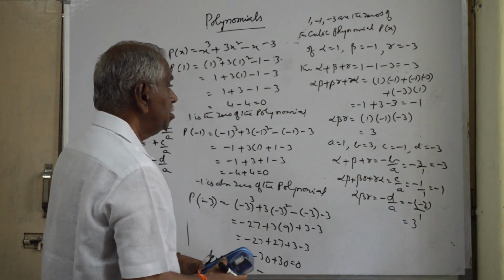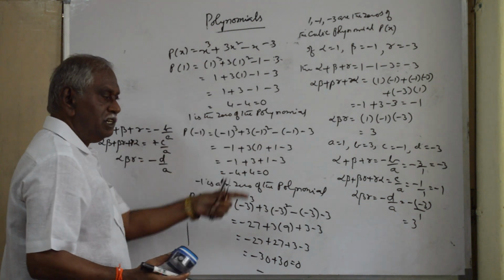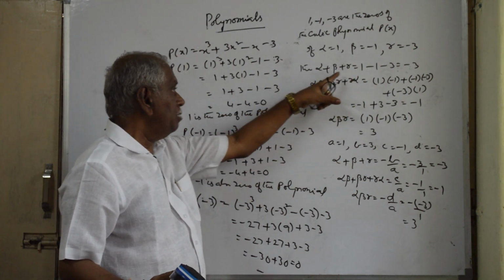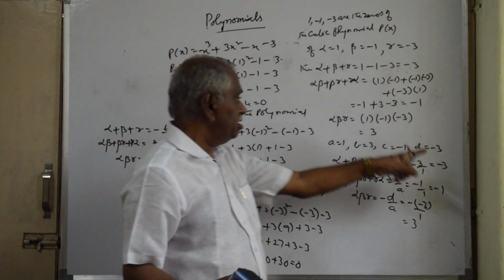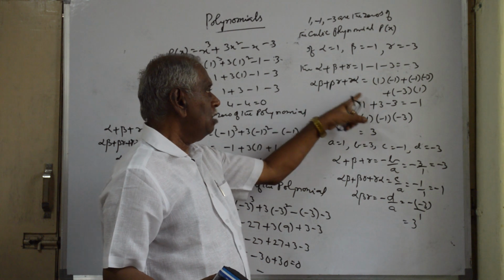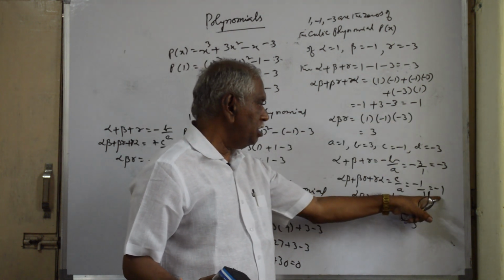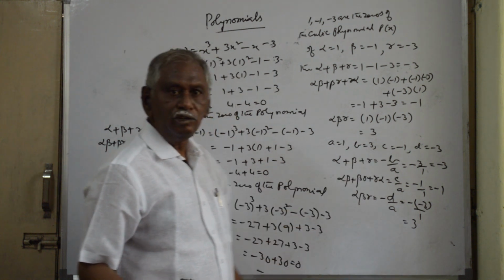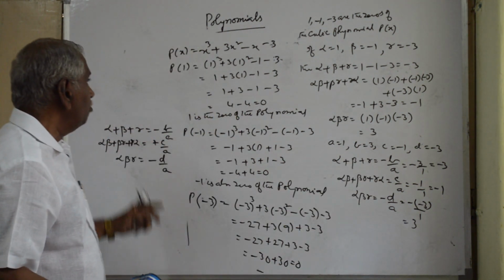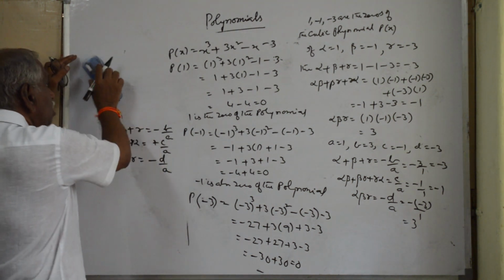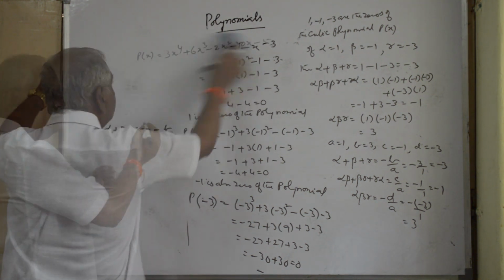When you compare by the coefficients, we see that alpha plus beta plus gamma is equal to minus 3 here, same as here, and alpha beta plus beta gamma plus gamma alpha is equal to minus 1 here also, same as this one, and alpha beta gamma is equal to 3. So this is the way you can verify the cubic polynomials. Let us go to another problem.